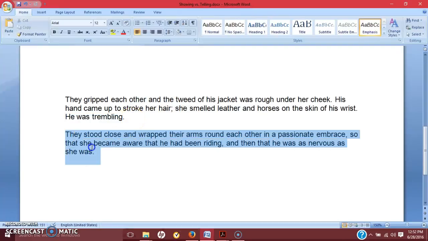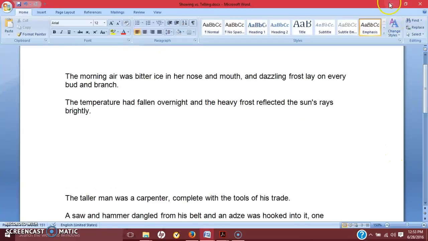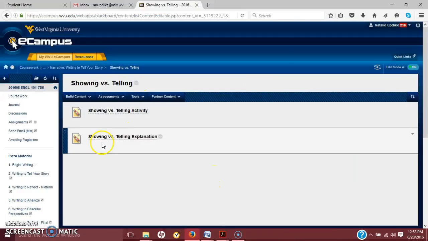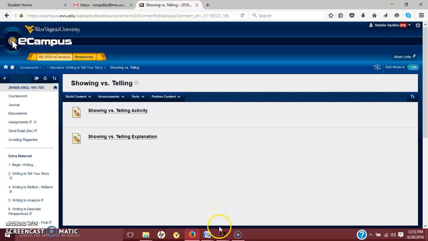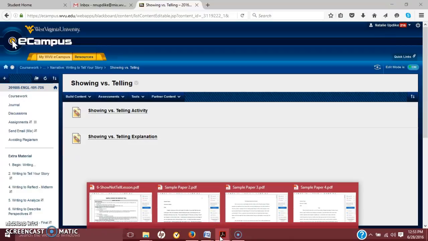Okay? This sentence isn't bad. It's just mediocre, basically. It's just saying they're embracing and they're nervous. So it's talking about the pathos, that emotional appeal, but it's just not as effective, concrete, or physical, or tangible a way to describe an experience. Okay, so let's get out of this. That was the first activity. The second one is the PowerPoint. So go ahead and pull that up.